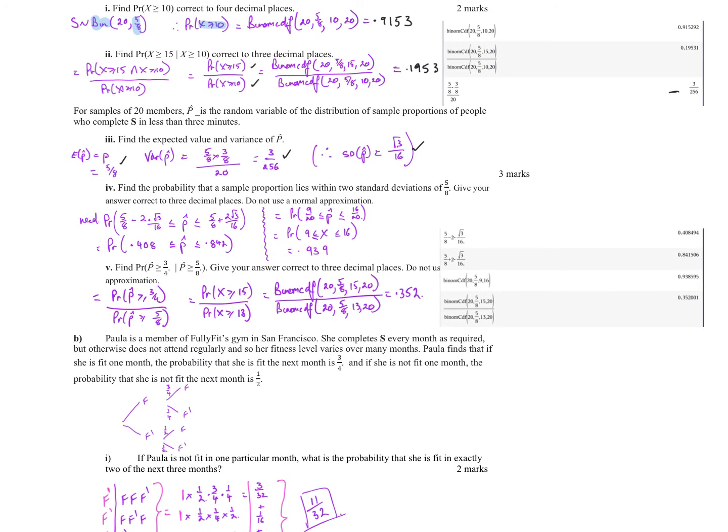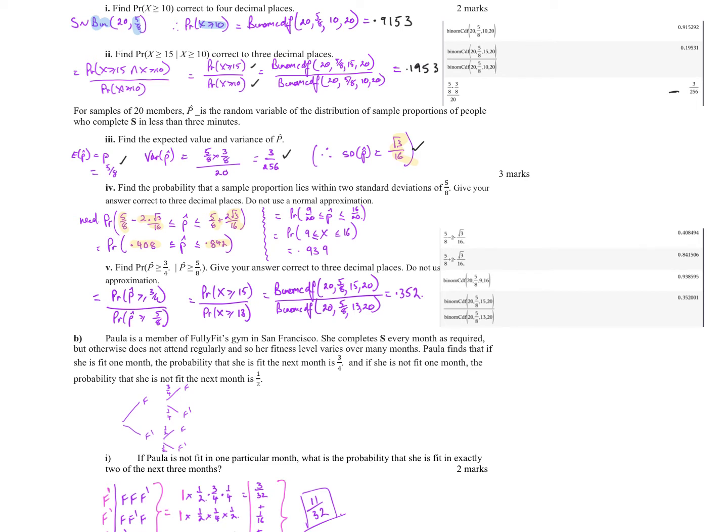Find the probability that a sample proportion lies within 2 standard deviations of 5/8. Give your answer correct to 3 decimal places. So we've got p hat minus 2 times the square root of p times 1 minus p on n, so the standard deviation. And it's 5/8 plus 2 times the standard deviation. So that becomes 0.408 to 0.842.